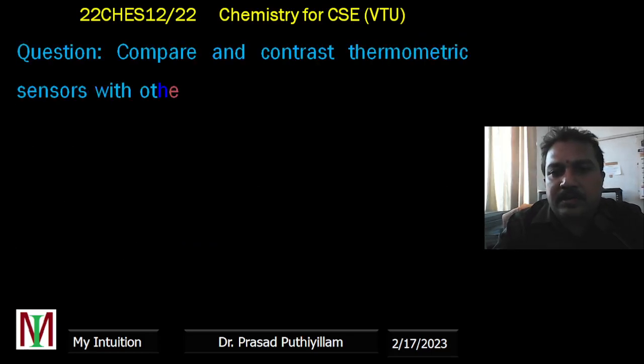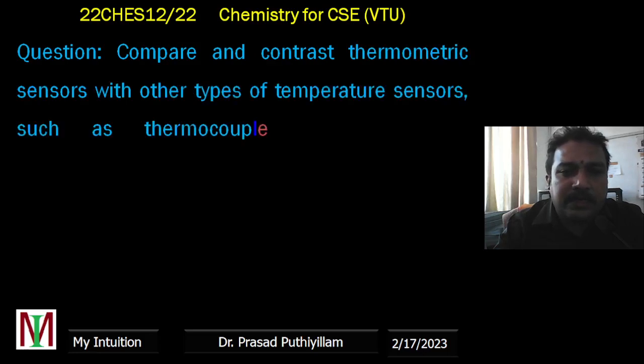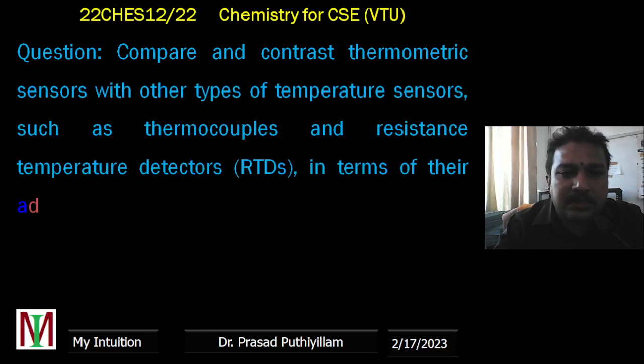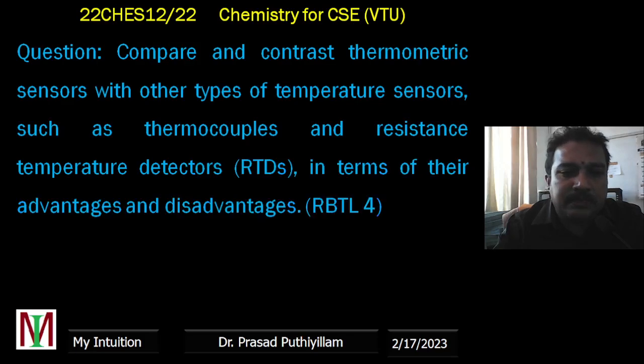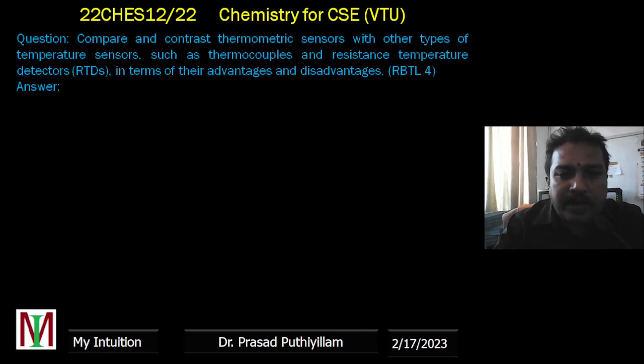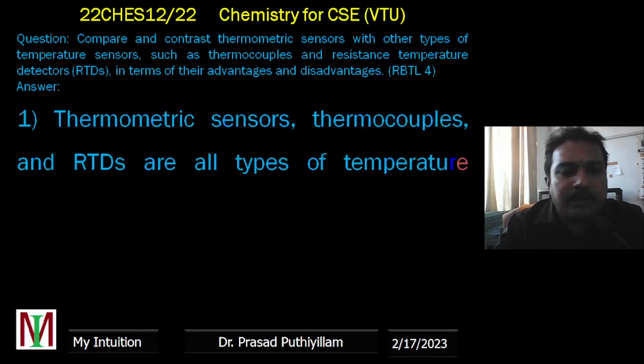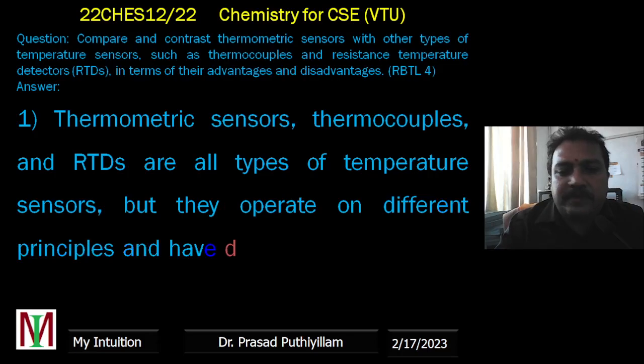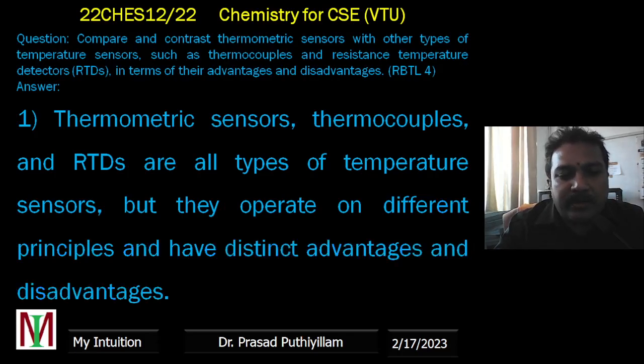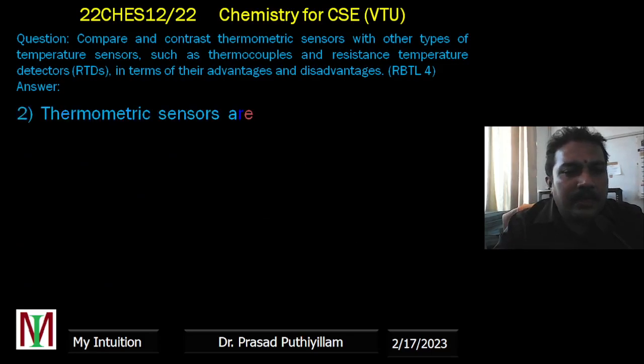Question: compare and contrast thermometric sensors with other types of temperature sensors such as thermocouples and resistance temperature detectors in terms of their advantages and disadvantages. This is a level 4 question. Answer: Thermometric sensors, thermocouples, and RTDs are all types of temperature sensors, but they operate on different principles and have distinct advantages and their own limitations or disadvantages.